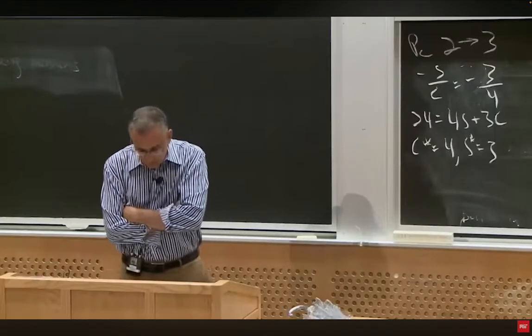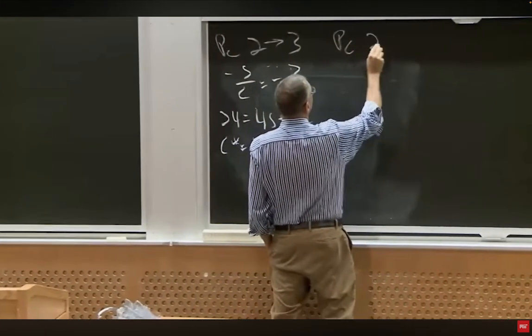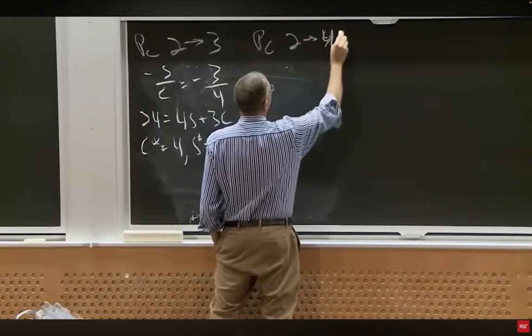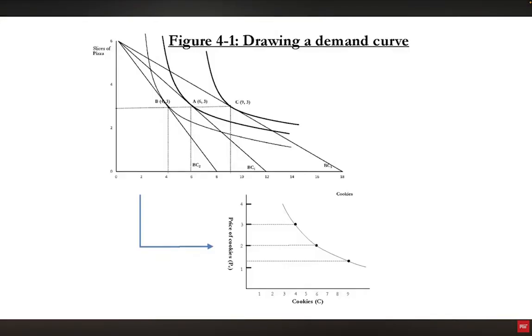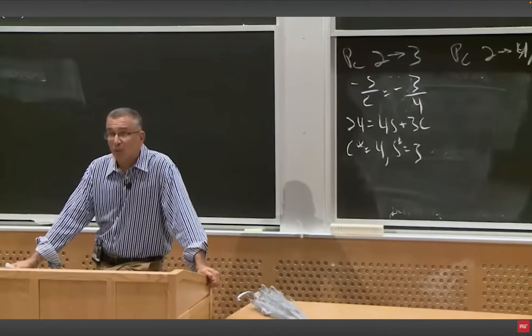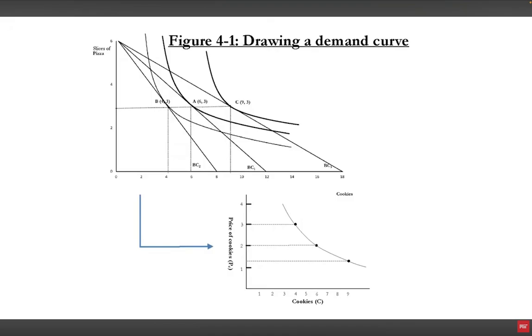Likewise, what if the price of cookies fell to 4/3? What if the price of cookies went from 2 to 4/3? Well, once again, you could do the math, and you'll find that you're going to want 3 slices and 9 cookies. Graphically, that's an outward shift in the budget constraint to BC3, the rightmost budget constraint. Your indifference curve is tangent with that budget constraint at 9 cookies and 3 slices of pizza.